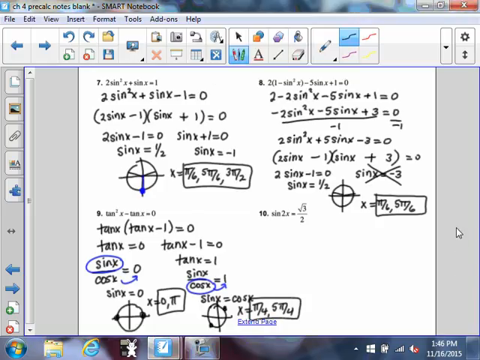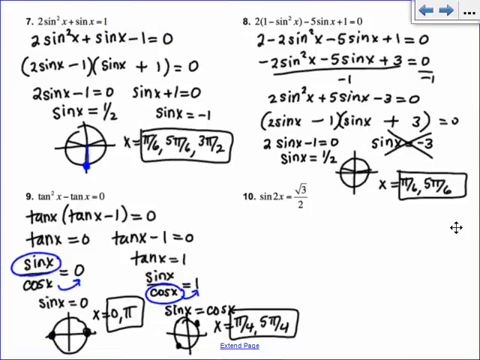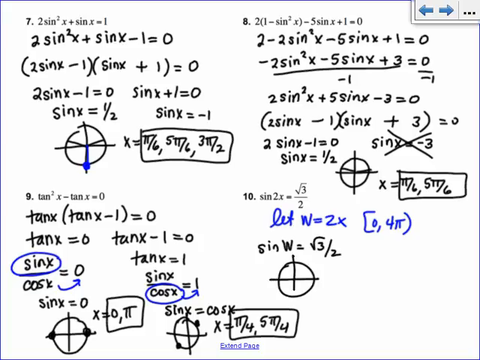All right, so you should let w equal 2x. And since you have a 2x, we go on the interval 0 to 4 pi. We double our interval. So we're going to say sine of w is equal to root 3 over 2. So sine is equal to root 3 over 2 in 2 locations. So it should be at pi over 3 and 2 pi over 3. But we're going around the unit circle twice.